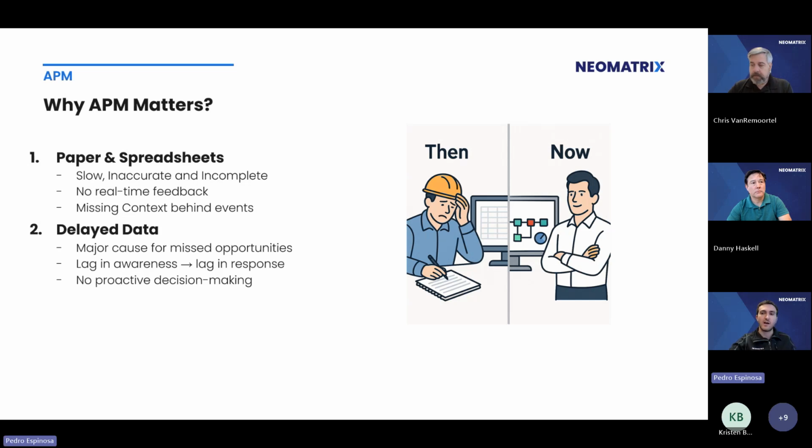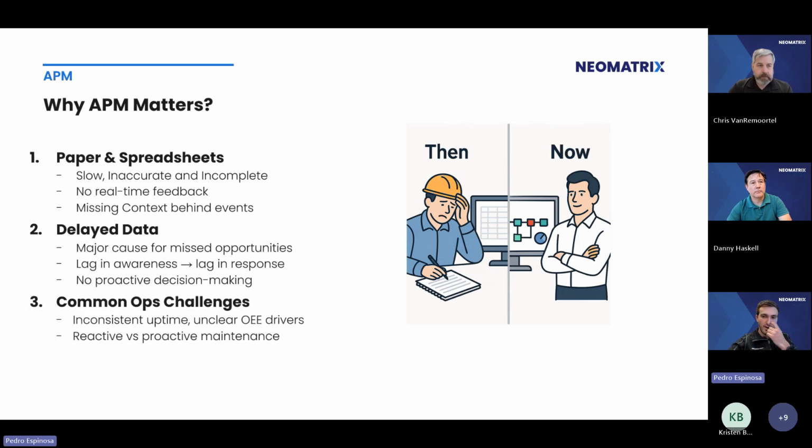Second is the cost of delayed data. So when data lives in someone's notebook or logbook, or it gets uploaded 2 shifts later, it's already too late and the issue has already passed, and you're reacting instead of improving. So APM gives you real-time awareness, so you can act on issues before they impact production for the day or for the week or even for the current shift.